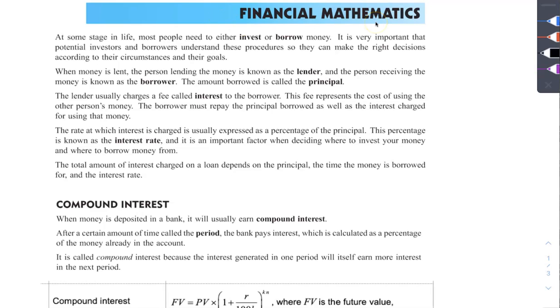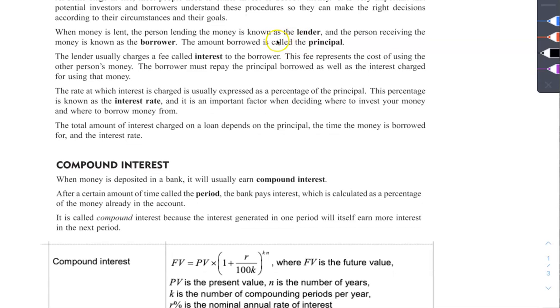Financial mathematics. So at some point, you will probably have to borrow money or invest money. So we're going to go over some vocab here. The person that's lending money is called a lender. The person that's taking the money is called a borrower. Here's the key part: the amount borrowed is called the principal. So you see that a lot.